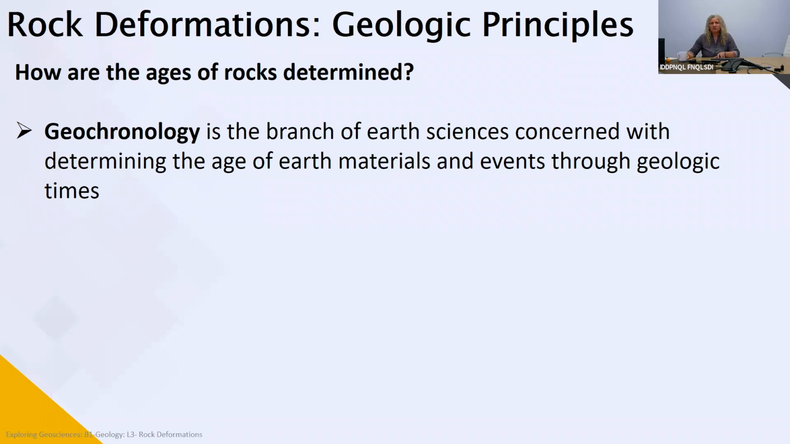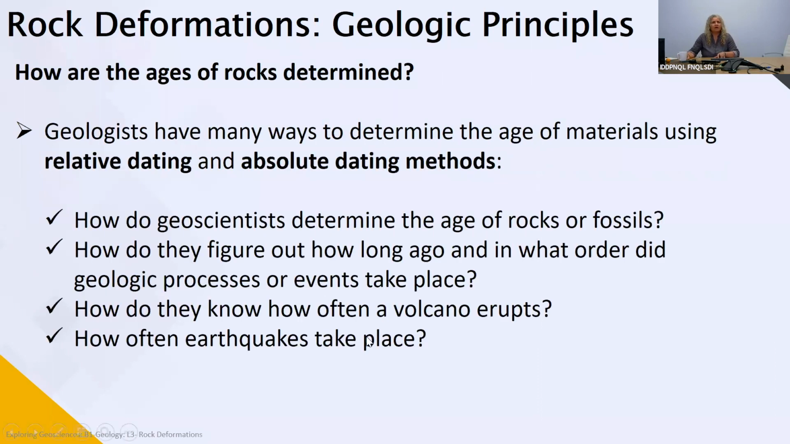So how are the ages of rocks determined? It's important to understand before going into the rock deformations to know what happened first. So geochronology is the branch of earth sciences which is concerned with determining the age of earth materials and events through geological time. Geologists have many ways to determine the age of materials using relative dating and absolute dating methods. So we want to know several things when we're in the field. We want to determine the age of rocks, fossils.